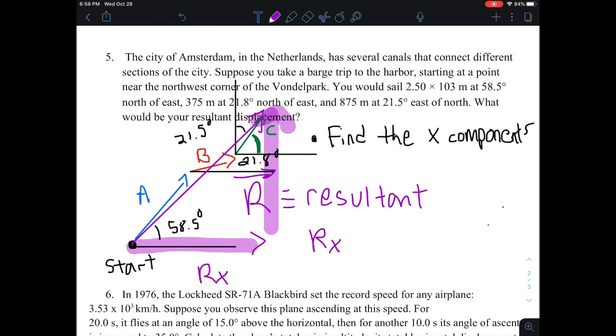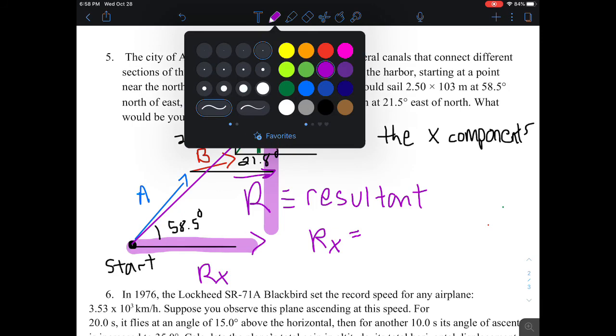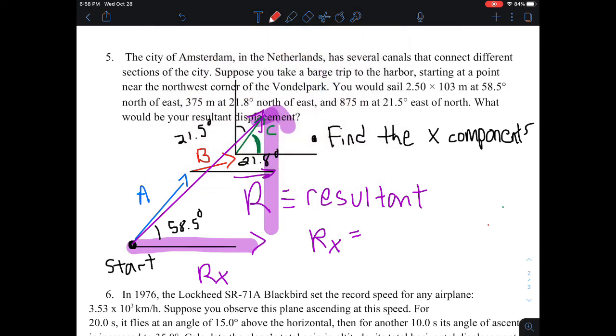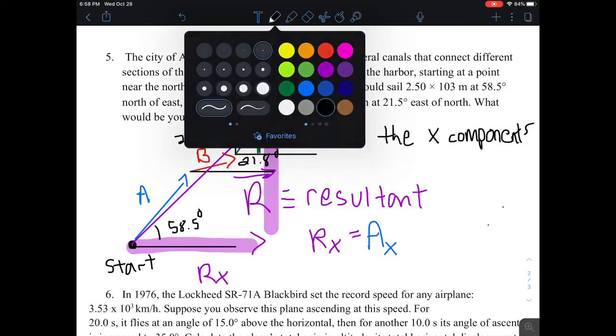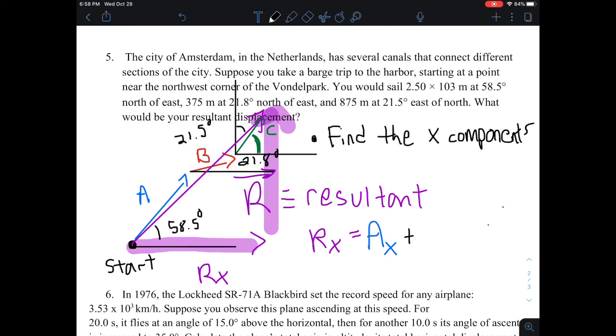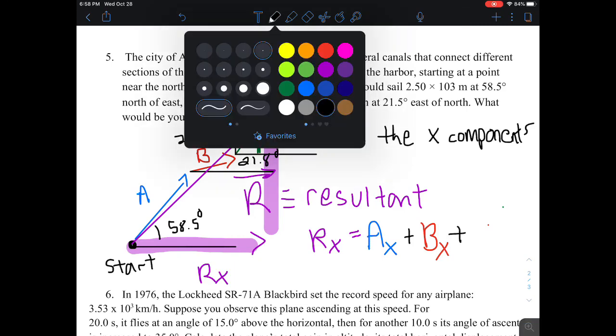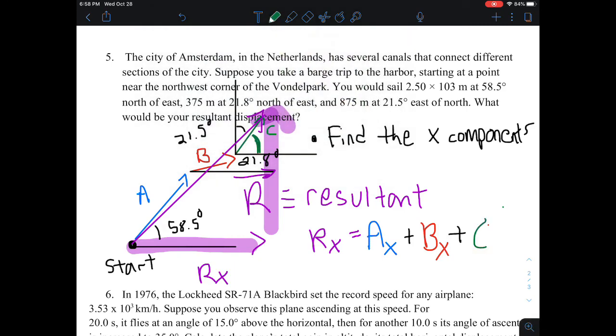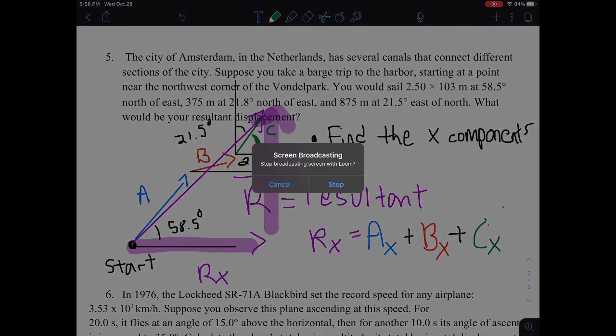And that's simply r sub x is equal to a sub x, added to the x component of the b vector, which is b sub x, added to the x component of the c vector, which is c sub x. You figured out all those x's, add them together, and you get the total x.